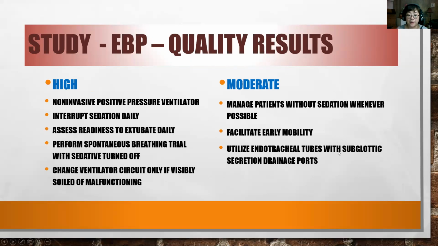Moderate quality results were managing patients without sedation whenever possible, facilitating early mobility, and utilizing an ET tube with subglottic secretion drainage port. From this EBP quality result, one thing that surprised me in the high results was changing ventilator circuits only if visibly soiled or malfunctioning, because changing the ventilator circuits can be an open portal for more bacteria and germs to enter the vulnerable patients.